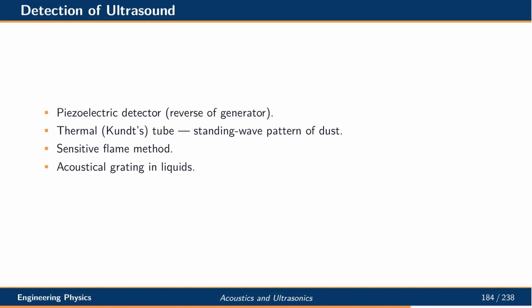Ultrasound is detected by several techniques. Piezoelectric detectors work as the reverse of generators, converting mechanical vibration into electrical signals. Thermal methods, such as Kundt's tube, use standing wave patterns of dust. Sensitive flame methods detect pressure variations through flame deflection. Acoustical gratings in liquids exploit periodic density changes caused by ultrasonic waves. Each method suits different frequencies.